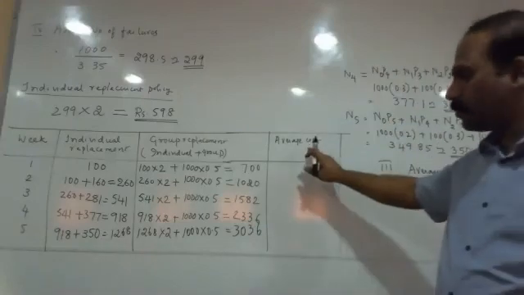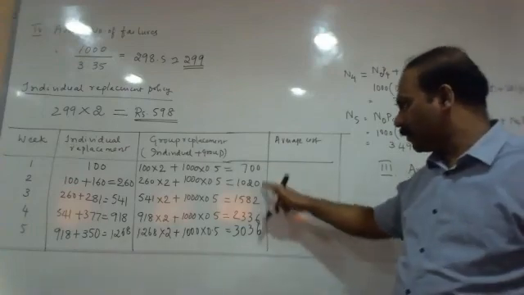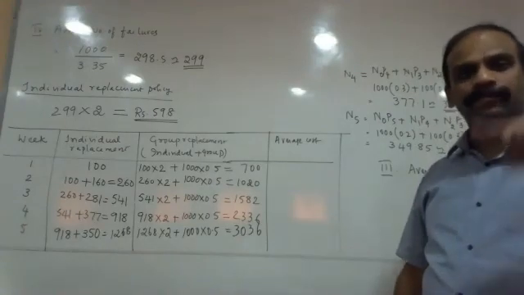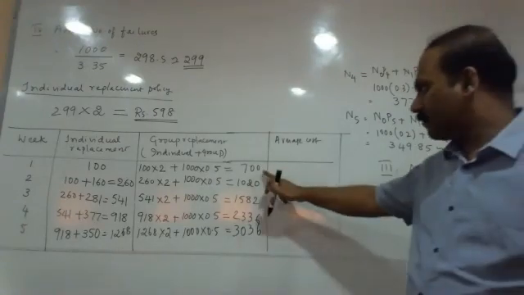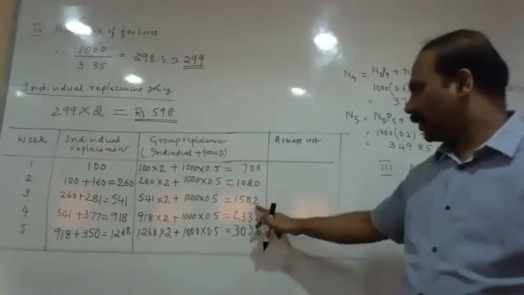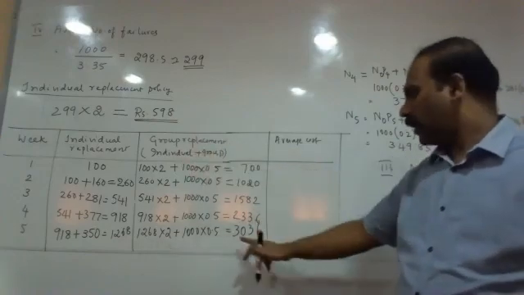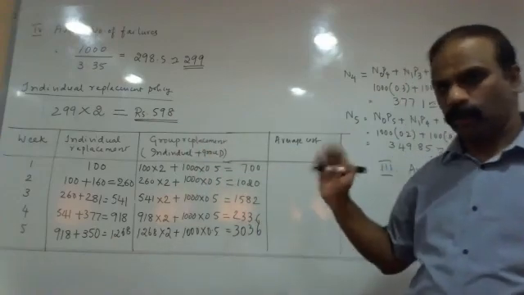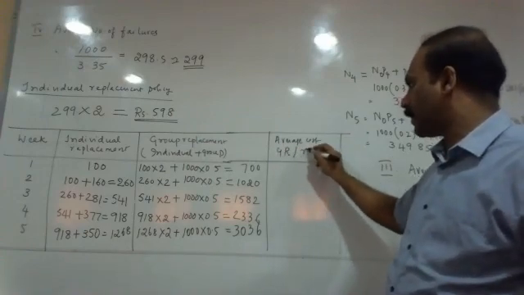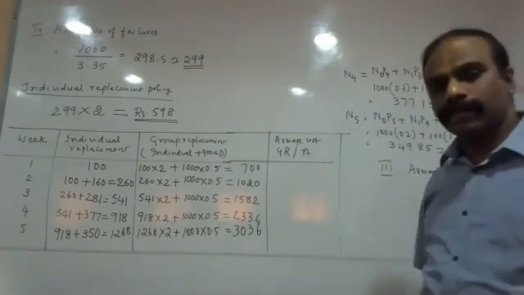Now the final step is average cost. What is the average cost formula? Very simple. The value that has come in group replacement has to be divided by the corresponding week. That is, 700 divided by 1, 1020 divided by 2, 1582 divided by 3, 2336 by 4, and 3036 divided by 5. So the average cost formula is group replacement divided by n, the corresponding week. Please tell me the answers now.